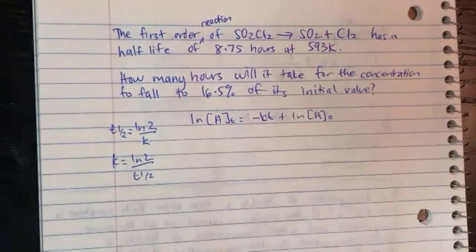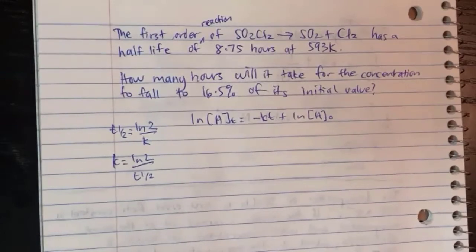So let's take a look at this here. It says, how many hours will it take for the concentration to fall to 16.5% of its initial value? A lot of times, this is basically an example test question. You'll see something like this on your quiz or test. But there's really no real number given. There are no actual concentration values given, and most people get stuck and don't know where to start.